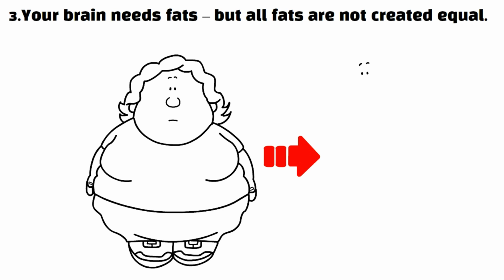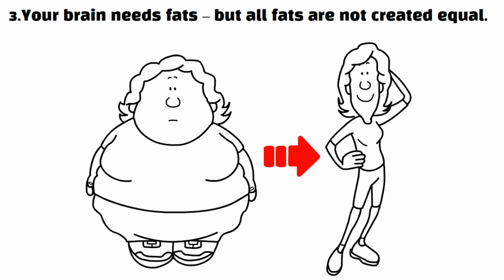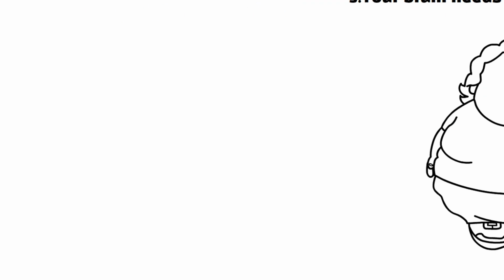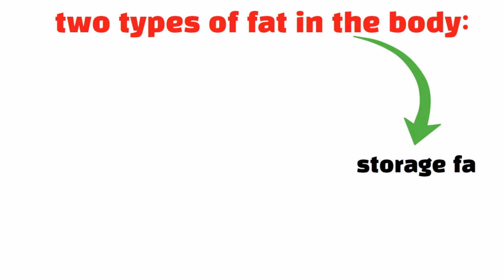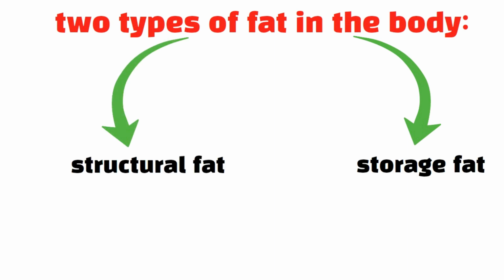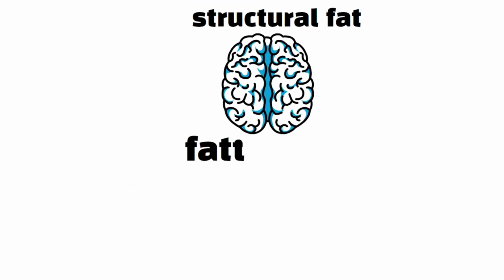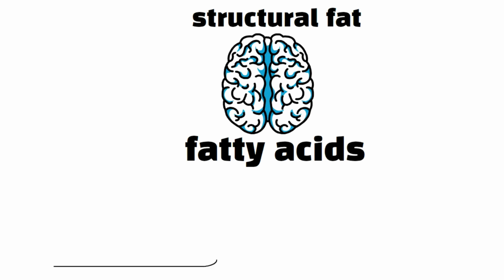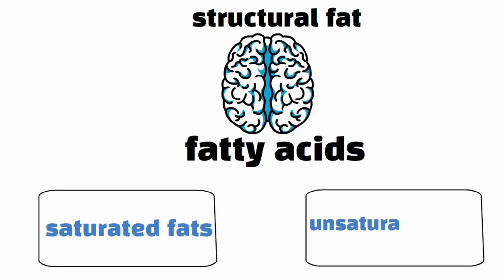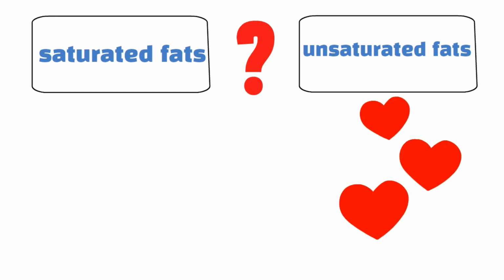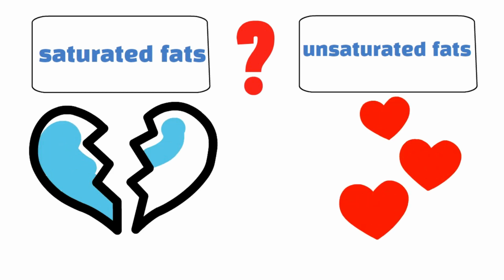3. Your brain needs fats, but all fats are not created equal. High-fat diets are popular these days, such as keto and Atkins, with the idea that you need to eat fat to support your brain. However, it is important to distinguish between the two types of fat in the body, storage fat and structural fat. The brain only contains structural fat, which supports cells. These fats can be broken down into fatty acids, specifically saturated and unsaturated fats. When it comes to what you eat, the brain prefers unsaturated fats and dislikes saturated fats.